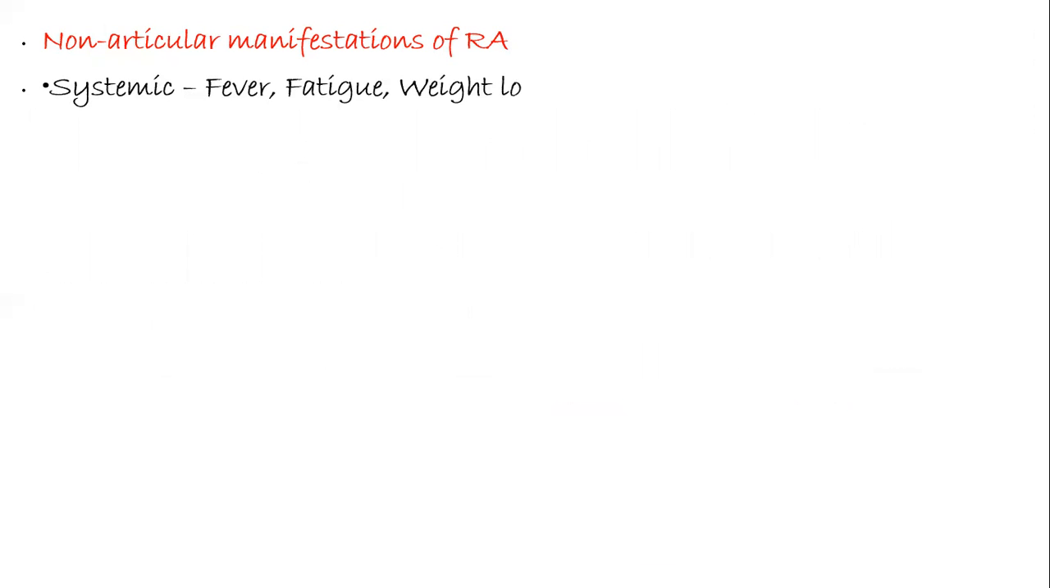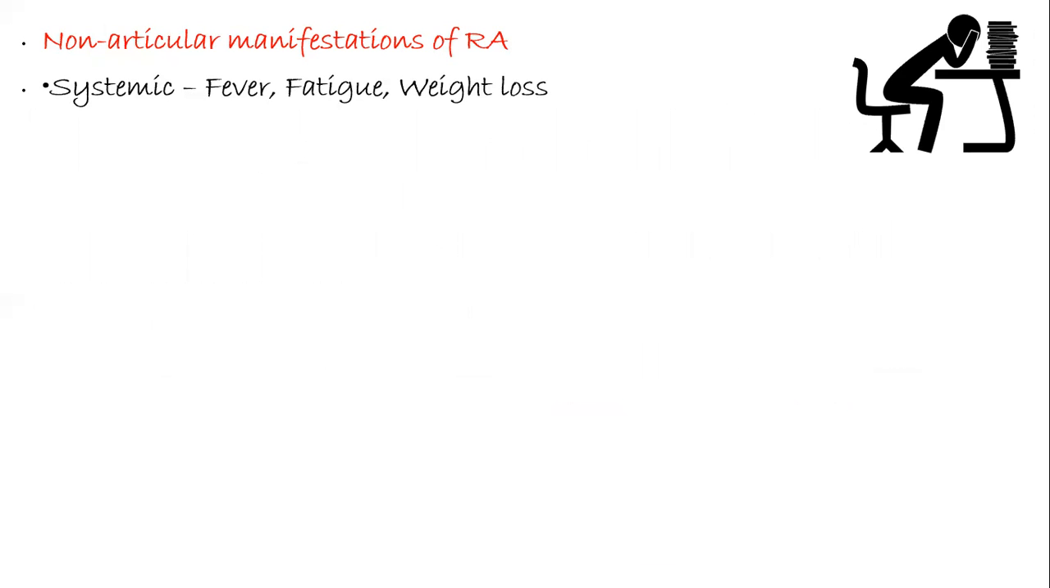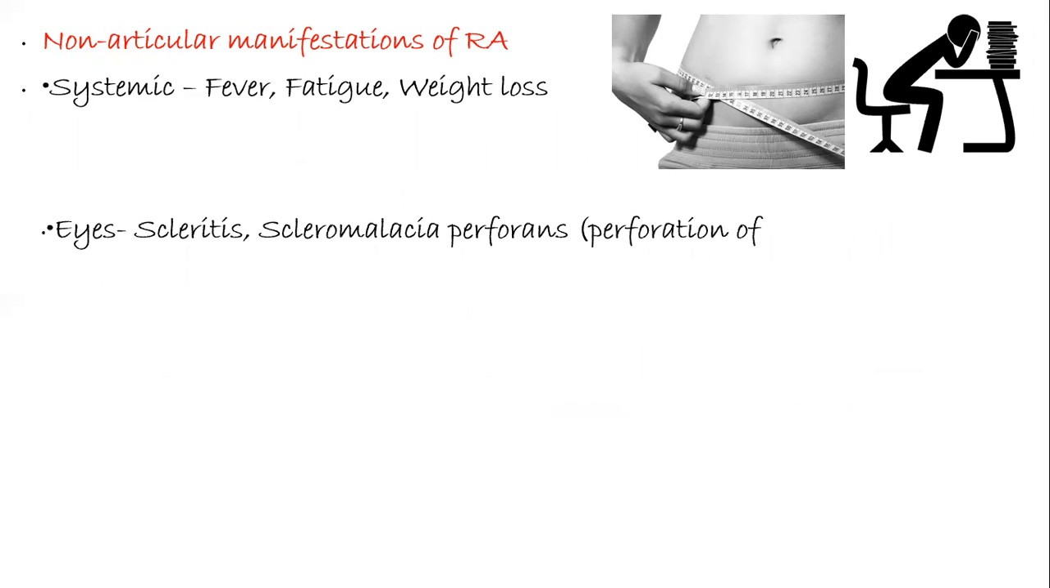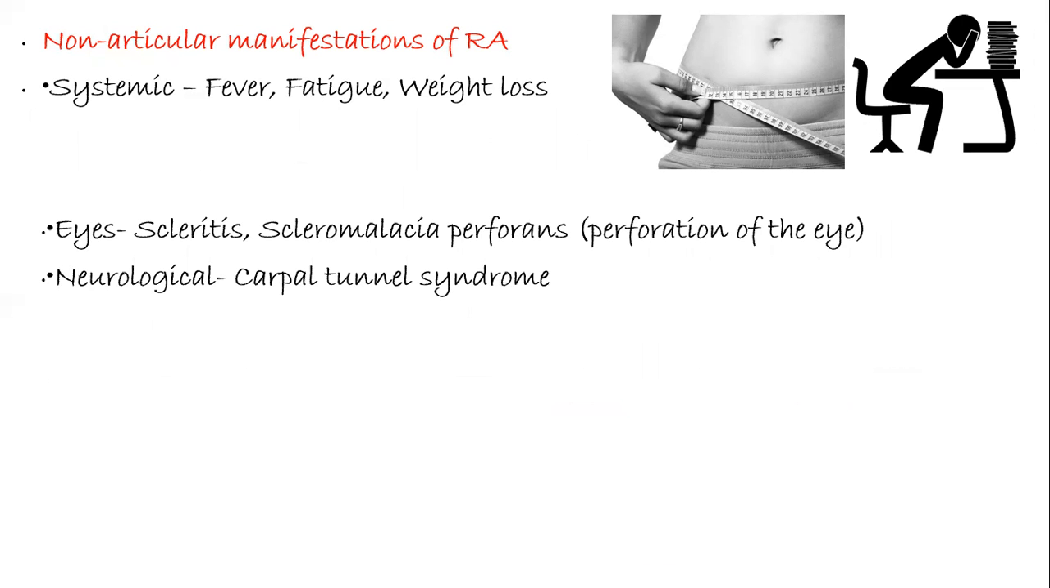Now, what are the non-articular manifestations of rheumatoid arthritis? The first is systemic manifestations. It includes fever, fatigue, and weight loss. Second is related to the eyes. At the eyes, it is going to cause scleritis, scleromalacia, perforans, that is perforations of the eye. Third is neurological manifestation. It is going to cause carpal tunnel syndrome, atlantoaxial subluxation, and cord compression.